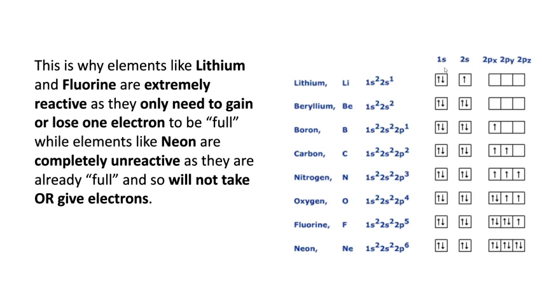All right, so this is what I was just talking about. This is why elements like lithium and fluorine are extremely reactive, as they only need to gain or lose one electron to be full, while elements like neon are completely unreactive because they are already full and so will not take or give electrons. They have just as many as they want.